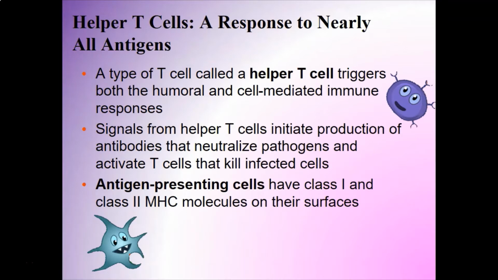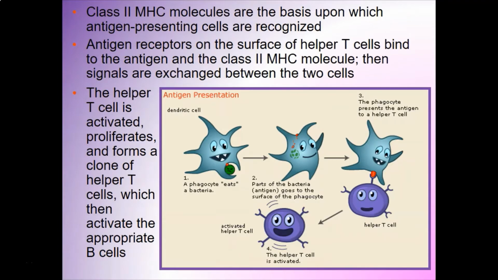Now, to start this process, a lot of times what we need is an antigen-presenting cell. These cells are going to have class 1 and class 2 MHC molecules on their surfaces, which we'll discuss in just a second. Class 2 MHC molecules are the basis upon which antigen-presenting cells are recognized.